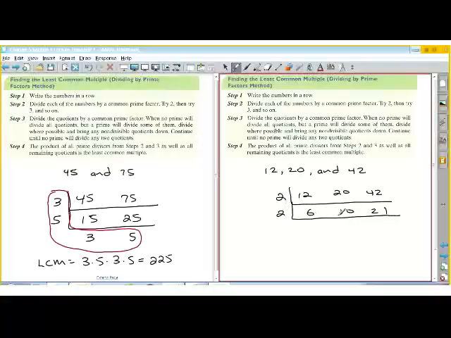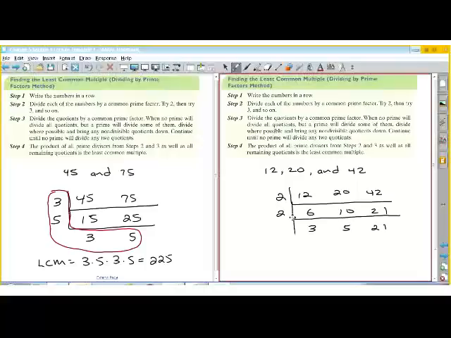So I'm going to do 2 because I have two even numbers here. So what you do is you divide the two even numbers by 2. But this number that you can't divide by 2, you just bring it down. And then you do the same question. Are any of these three numbers divisible by the same number?